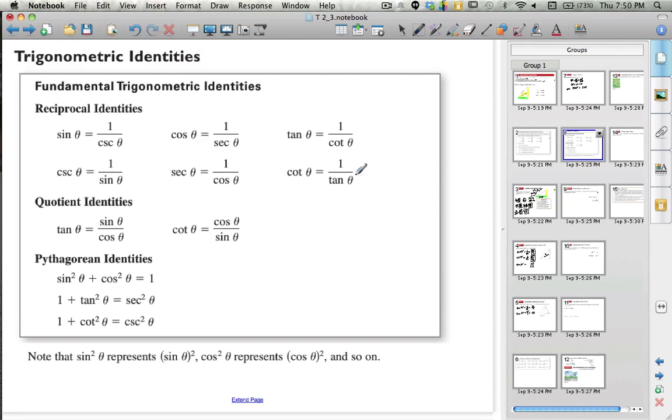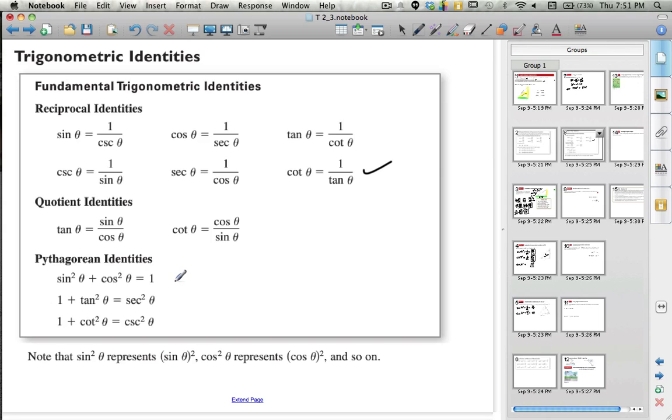These are our fundamental trig identities, that sine is the inverse of cosecant, cosine is the inverse of secant, tangent is the inverse of cotangent. We've talked about that quite a bit. And this is all of these ratios written in the same manner. We also know that tangent is sine divided by cosine, and therefore cotangent is cosine divided by sine, because cotangent is the inverse of tangent.